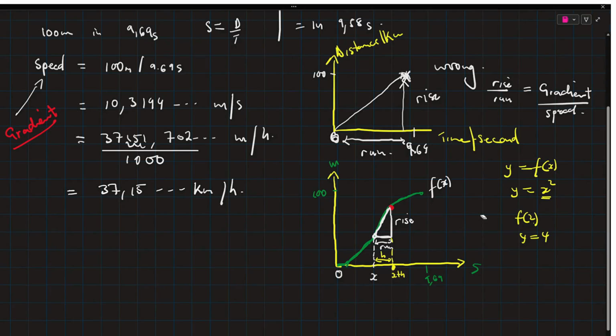So since my function is f of x, if I plug this x into f of x, my y here is going to be f of x.